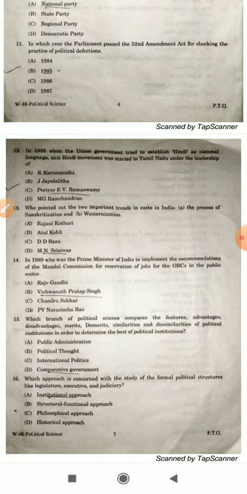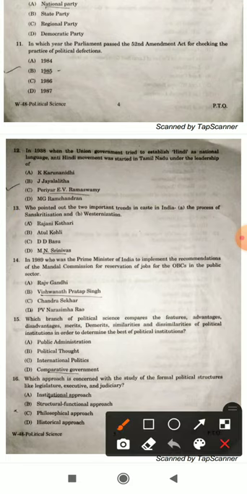Question number 12. In 1938, when the Union Government tried to establish Hindi as national language, the anti-Hindi movement was started in Tamil Nadu under the leadership of? Answer is C.